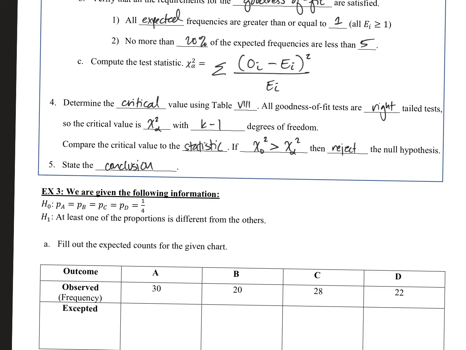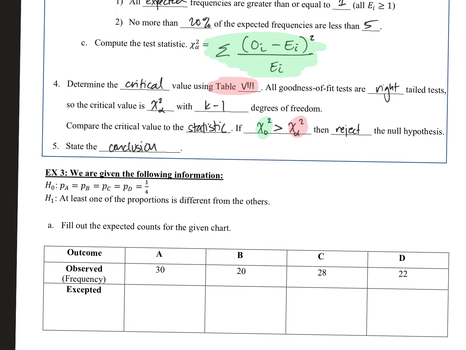So once again, you're going to compare the value that you computed. This is the one we compute right up here. We'll compare it to the value that we find on the table, which is from table 8. We'll compare them, and if the value we computed is larger, we reject the null hypothesis. So that is how we do the classical approach.